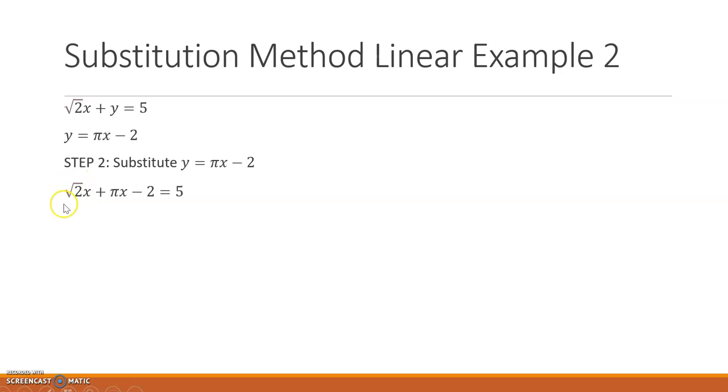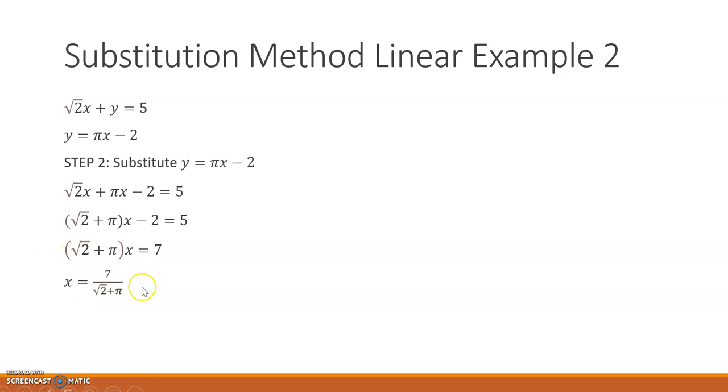Note that when we're combining our like terms, the square root of 2 plus pi, we can't actually add those together, but we can write them as the quantity of the square root of 2 plus pi times x minus 2 equals 5. Well, now we can add 2 to both sides, leaving us with the square root of 2 plus pi times x equals 7. And now we can divide on both sides, giving us x equals 7 divided by the quantity of the square root of 2 plus pi.